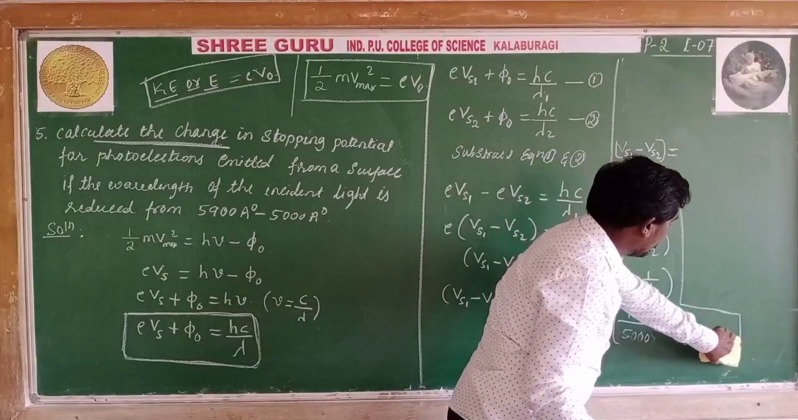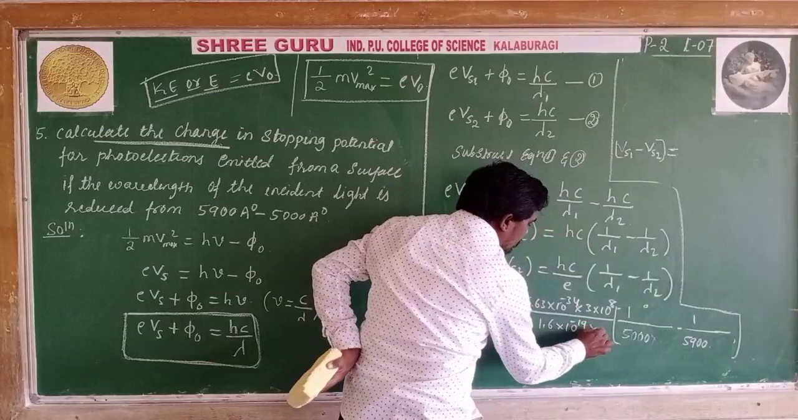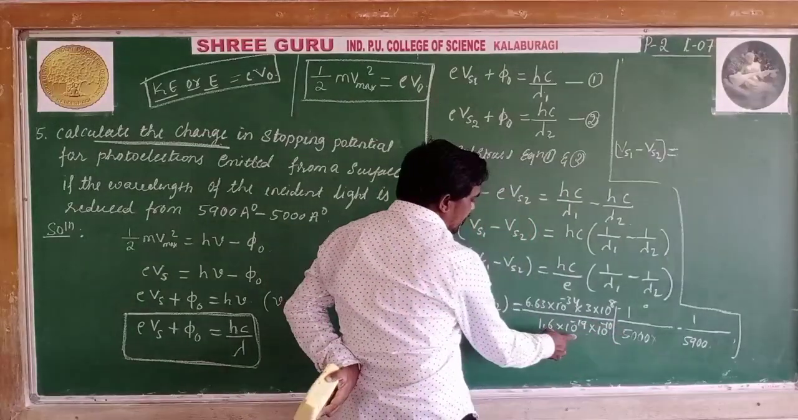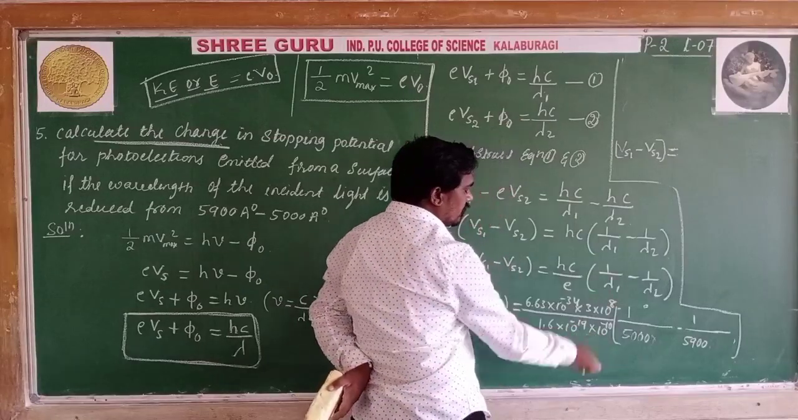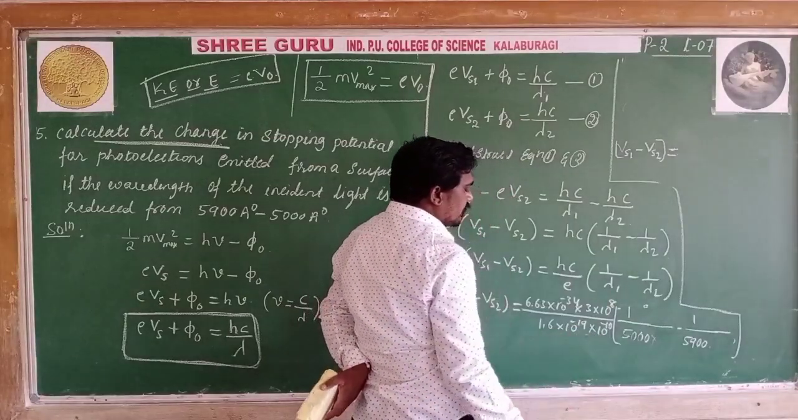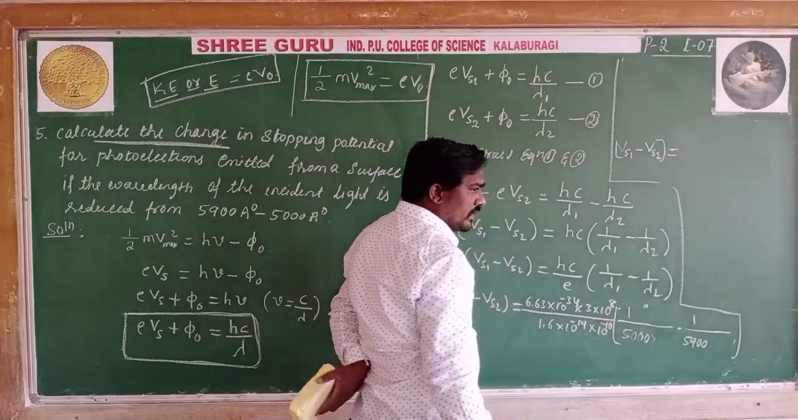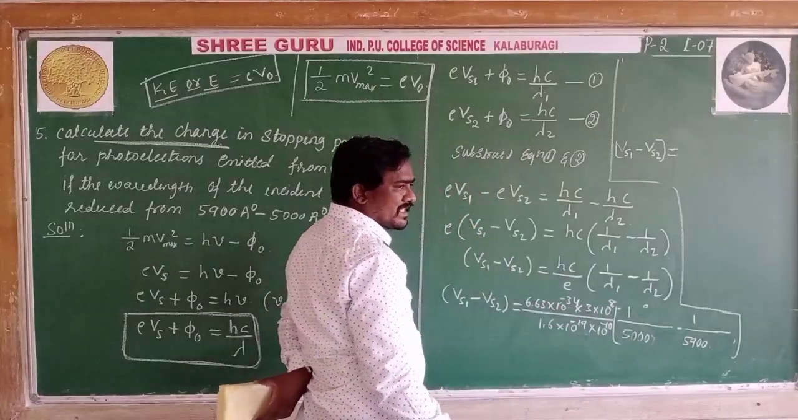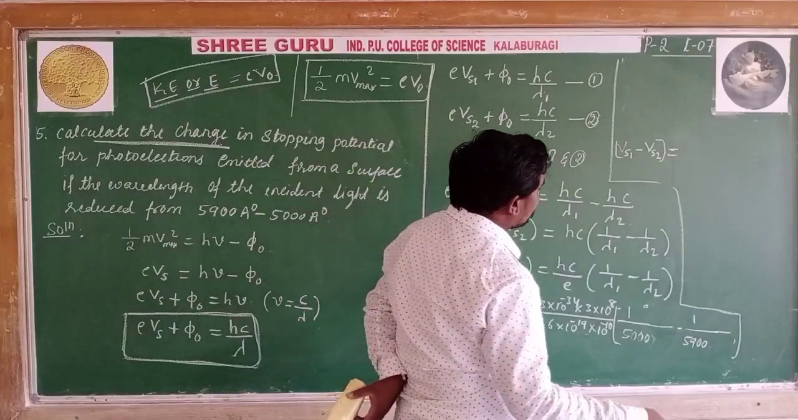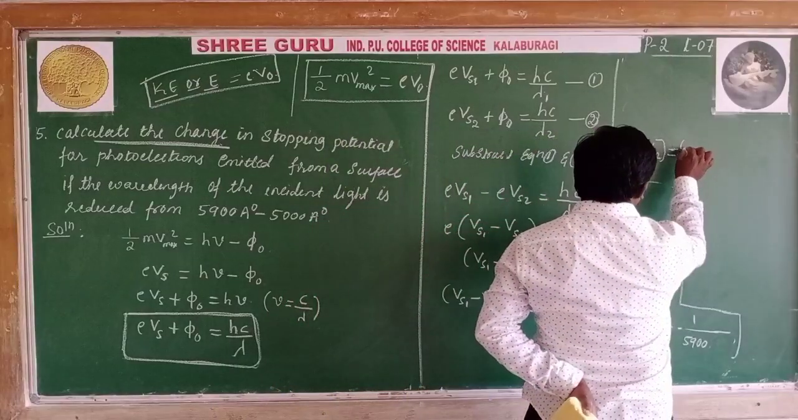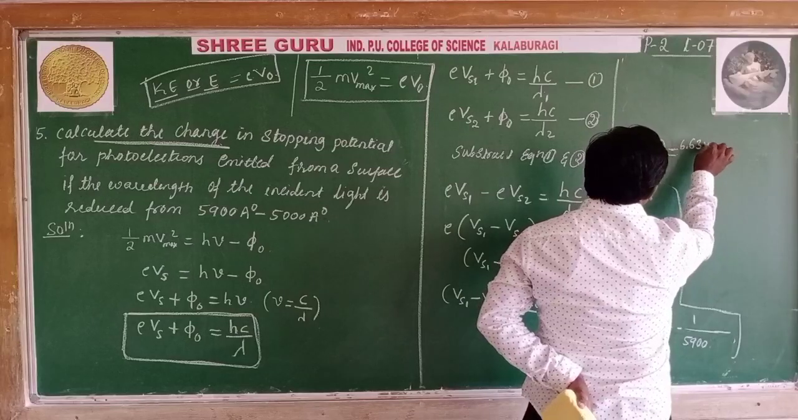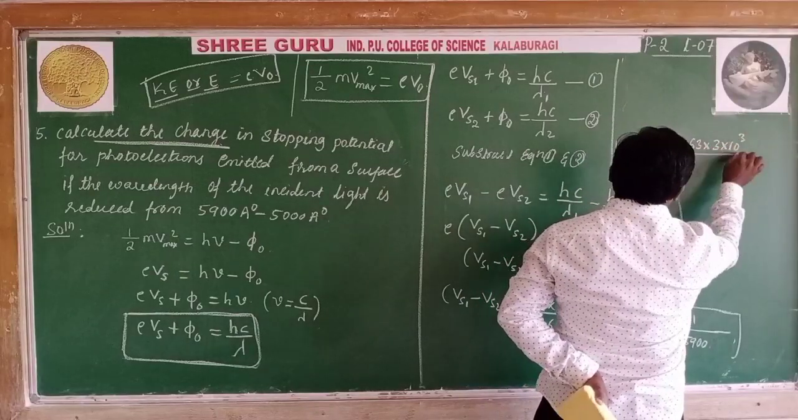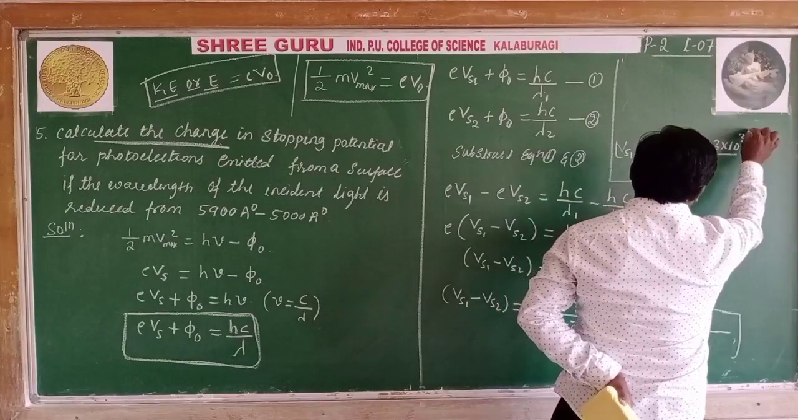That is 10 raised to minus 10 common, take it outside. Now it becomes 10 raised to minus 29, take to the numerator, that is 10 raised to plus 29 plus 8 means that is 37, plus 37 minus 34 means that is plus 3. You just write yourself 6.63 into 3 into 10 to the power 3, denominator is 1.6.